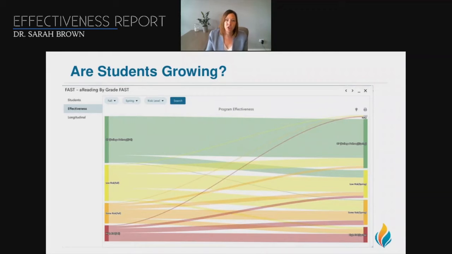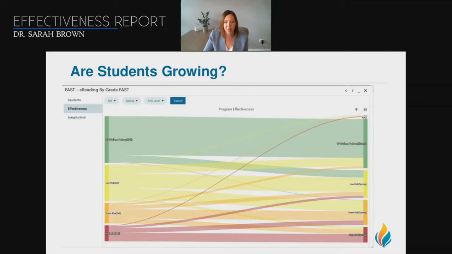In addition to looking at growth for individual students or groups of students that way, and looking at the raw growth that a student makes, regardless of where they start in terms of risk, you can also look at the category of risk changes over the course of a year. So this is an example of a report that's called an effectiveness report. It's in the EduClimber product. And what this is showing you is 2 time periods. In this case, it's fall and spring.